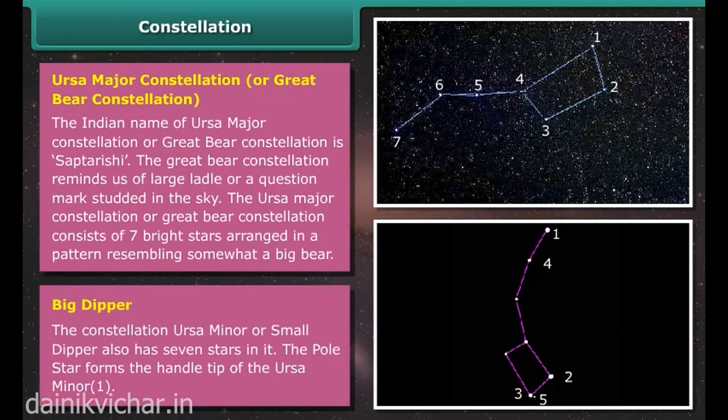The constellation Ursa Minor, or Small Dipper, also has 7 stars in it. The pole star forms the handle tip of the Ursa Minor.